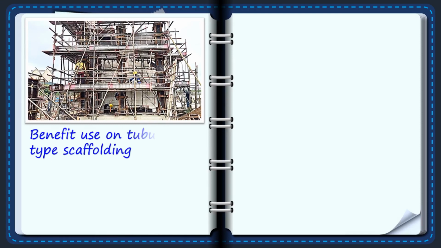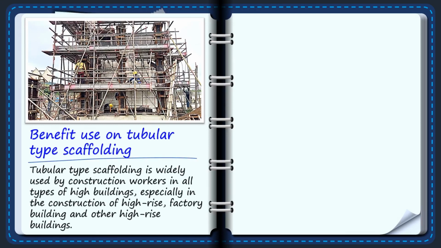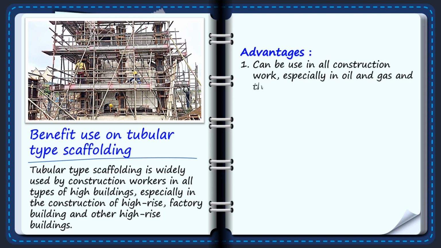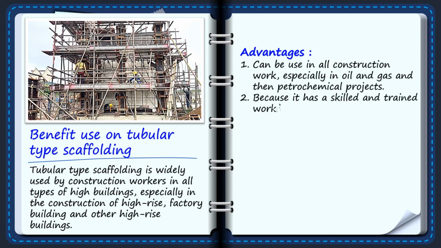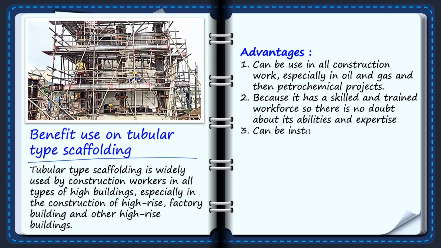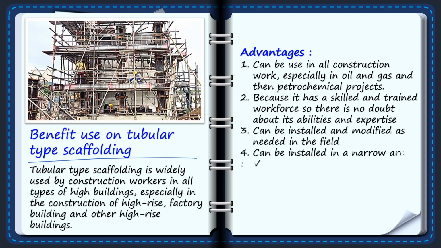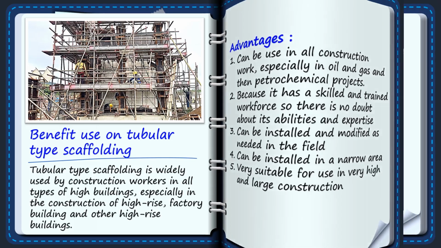Benefits of tubular type scaffolding. Advantages. 1. Can be used in all construction work, especially in oil and gas and petrochemical projects. 2. Because it has a skilled and trained workforce, there is no doubt about its abilities and expertise. 3. Can be installed and modified as needed in the field. 4. Can be installed in a narrow area. 5. Very suitable for use in very high and large construction.